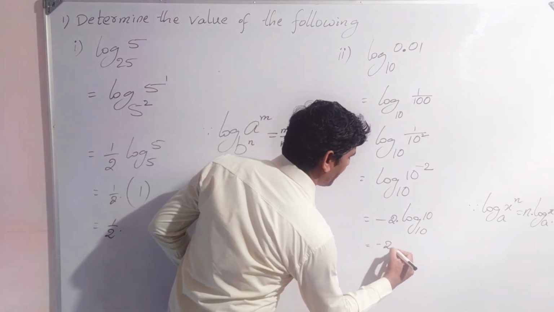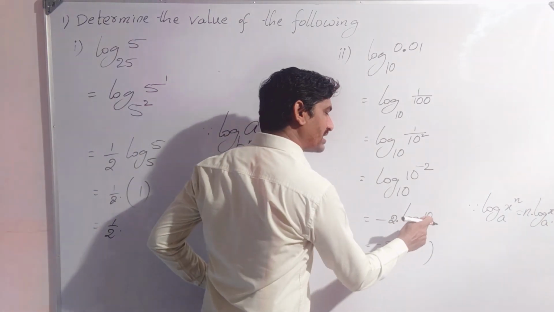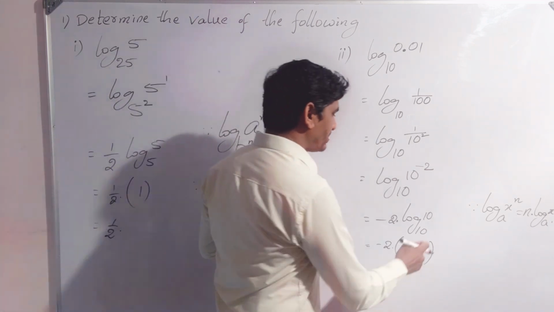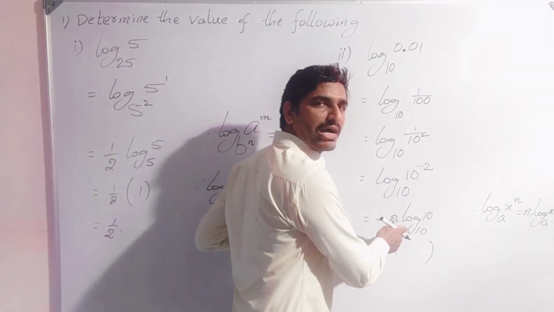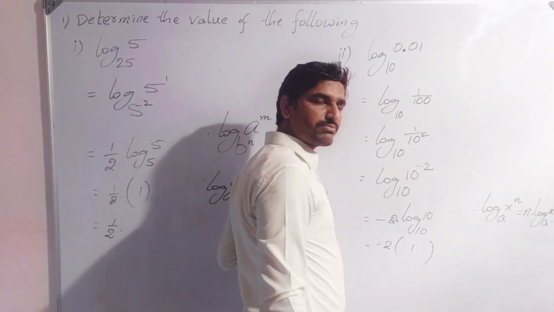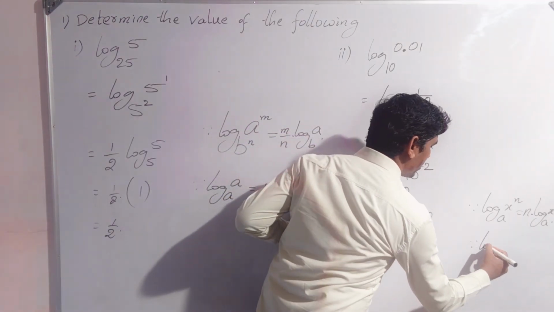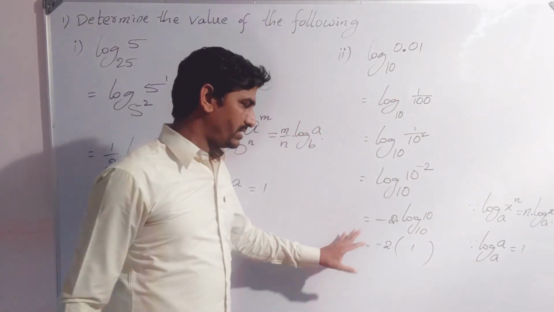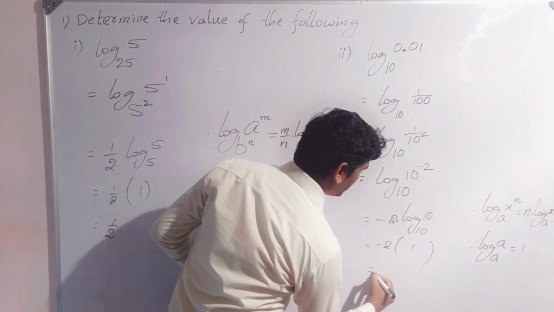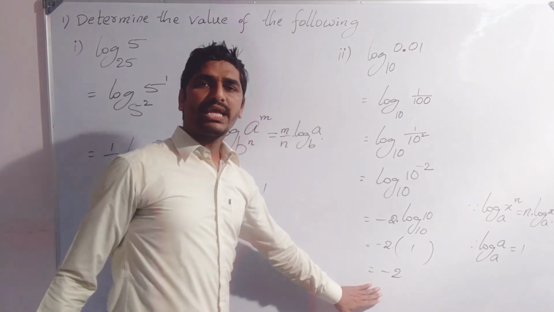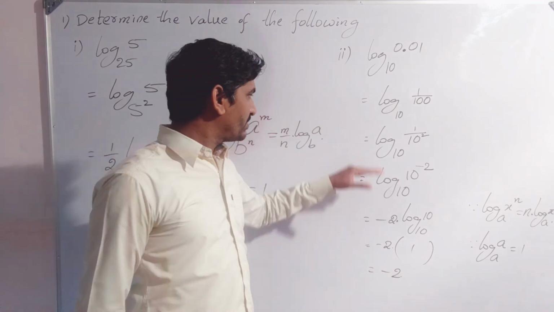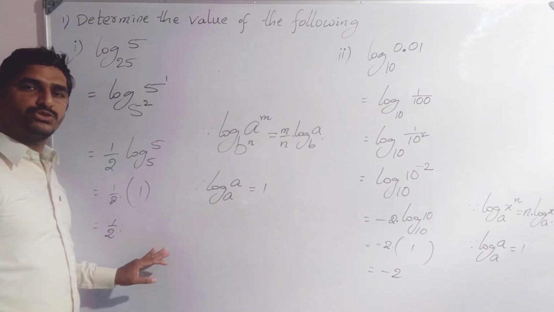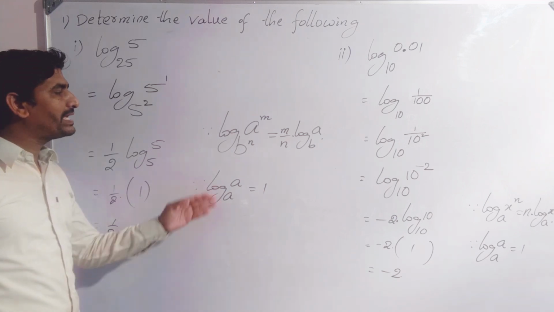Now minus 2, see this logarithm of a to the base a. Same values of logarithm give 1, since logarithm of a to the base a gives 1. Now minus 2 ones are minus 2. Like this, we have to solve the problem. Okay? Remaining problems, try to do in this method by applying the formulas.